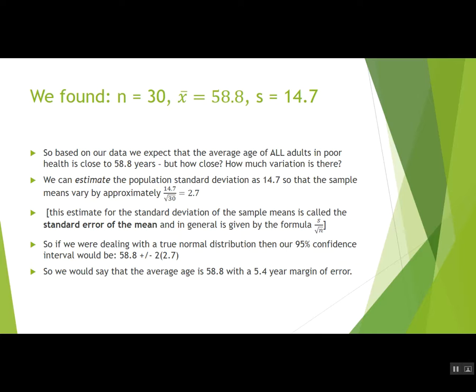So if we had a true normal distribution, then our 95% confidence interval would be centered at the 58.8, and we would take two standard deviations, two of those standard errors, 2 times 2.7, and so we'd say that the average age is 58.8 with a 5.4-year margin of error.